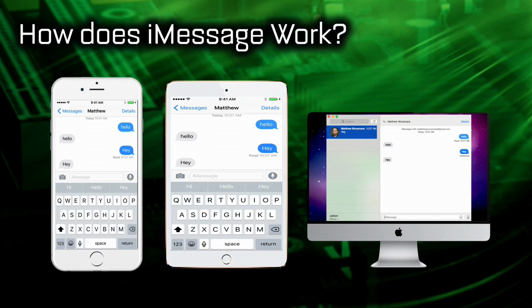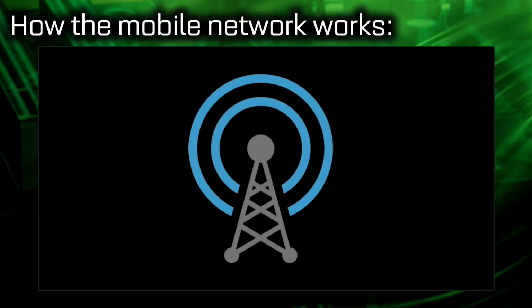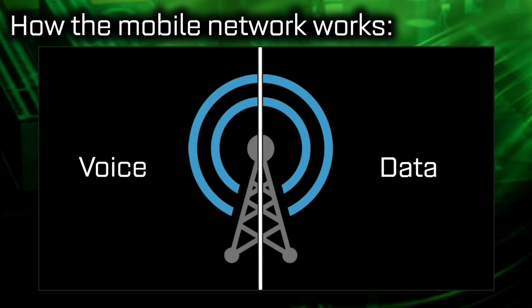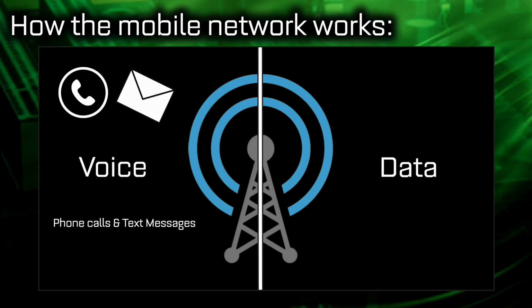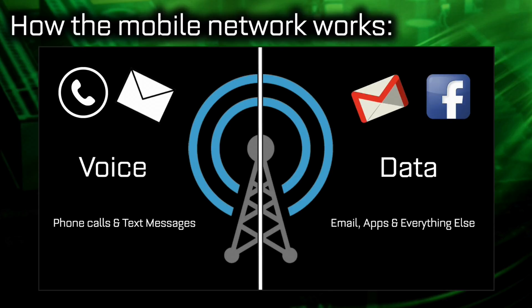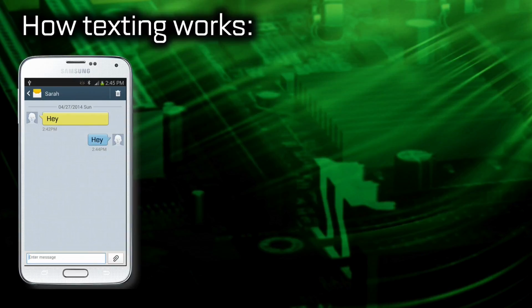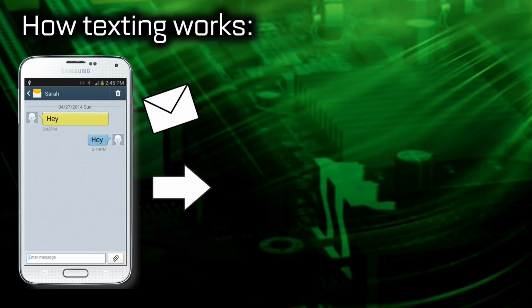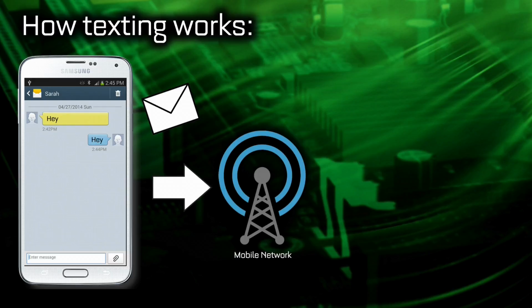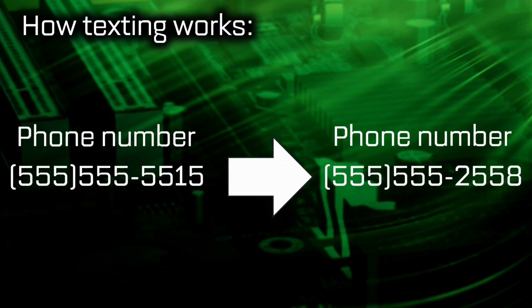So how is that even possible? Well, your mobile network is actually divided into two parts, voice and data. Phone calls and text messages go through the voice section of the mobile network, while email, apps, and everything else go through the data section. So, normally, when someone sends a text to someone else and both parties are using any phones other than iPhones, the text message gets sent over the voice section of the mobile network. So the message goes from one phone number to another phone number.